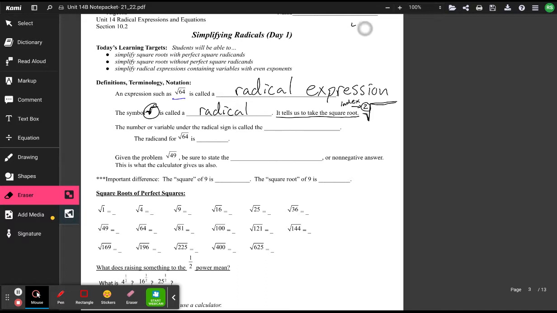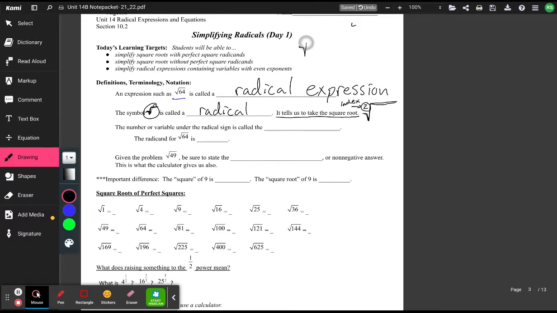In this unit, we're really just focused on when we take a radical with an index of 2, which is simply written as just the square root. So we'll just be working with square roots in this unit. The number or variable under the radical sign is what we call the radicand. So in this case, the radicand for the square root of 64 would be 64. Given the problem square root of 49, be sure to state the positive or non-negative answer. Okay, the calculator is what also gives you the square root.